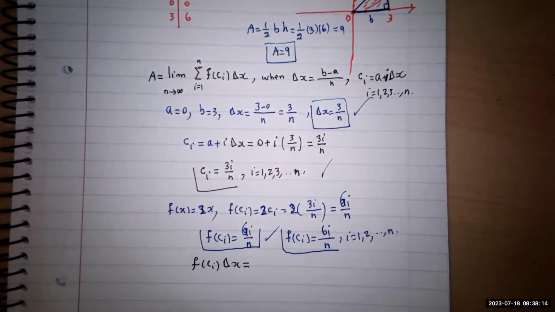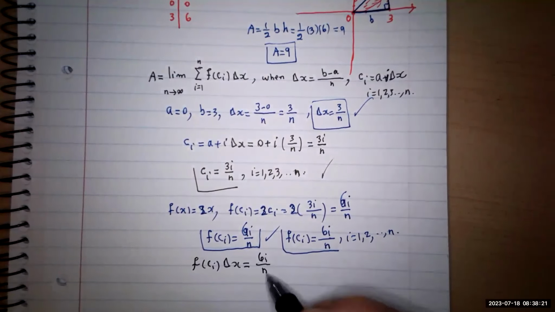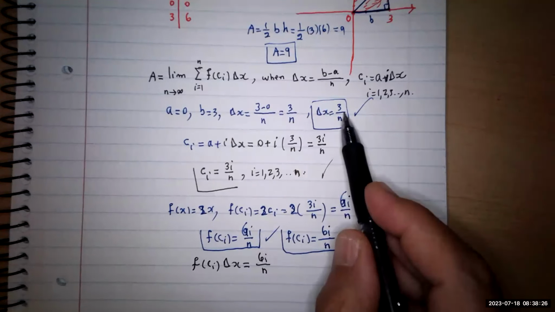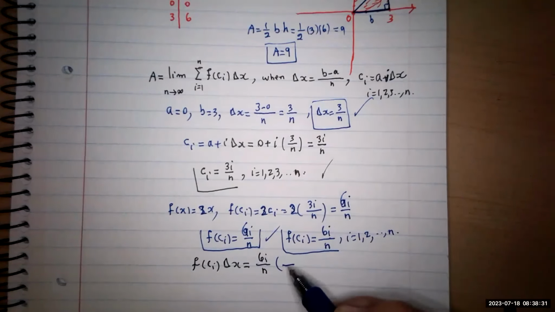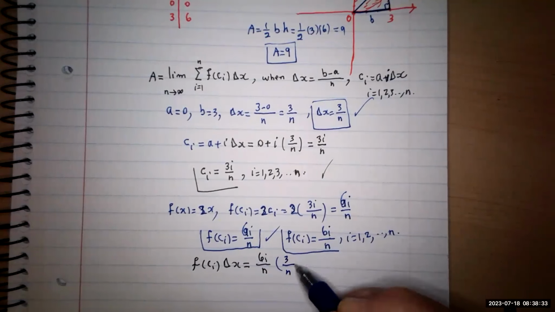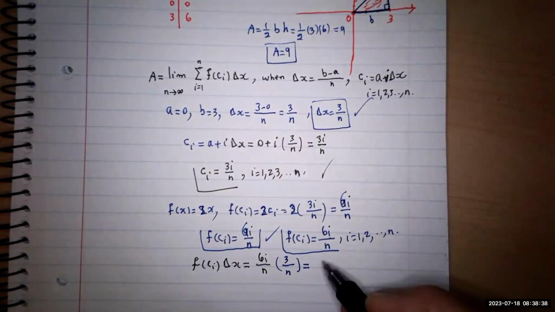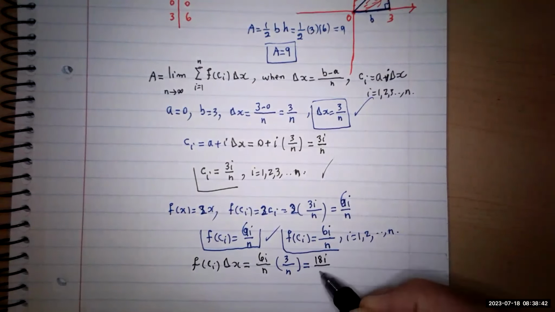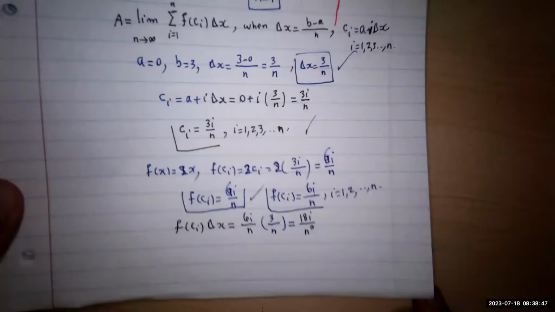Okay, f of ci times delta x is going to be what? It's going to be 6i over n, times delta x. What is the delta x? Delta x is 3 over n. So we multiply by 3 over n. This is going to be equal to 18i over n squared.